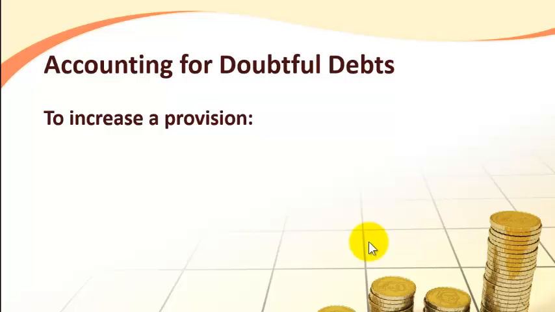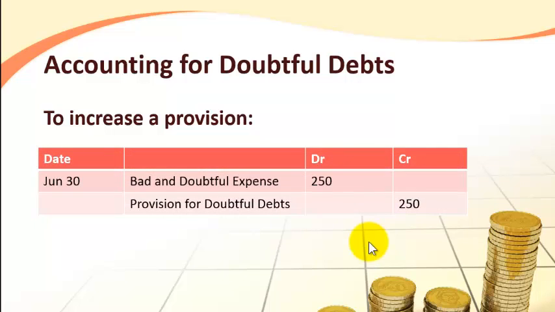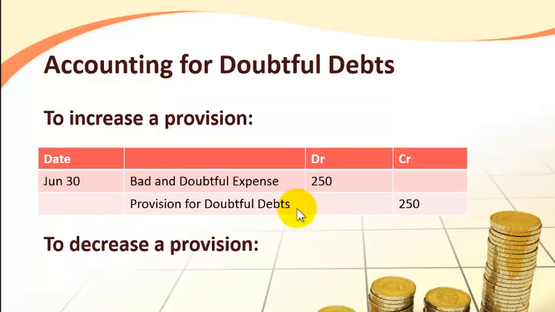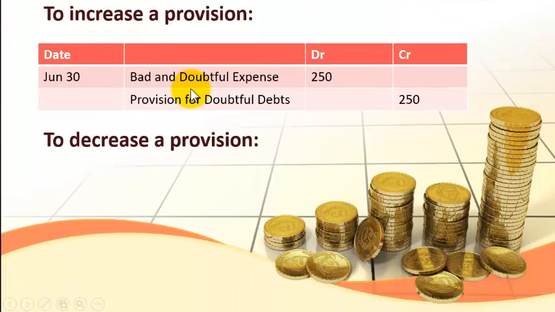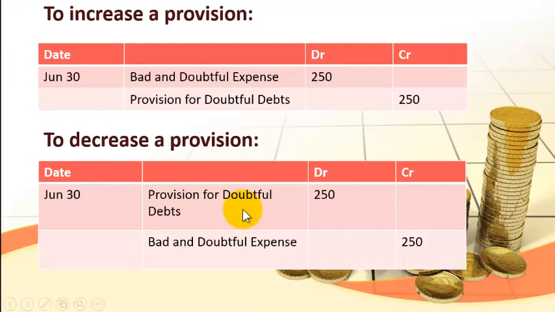In order to make a provision, we have to write a general journal entry. In this instance, we debit bad and doubtful debts expense. It's making us up $250, and we create this account, provision for doubtful debts, and I'll show you in a moment where it gets allocated to on the balance sheet. If we want to decrease the provision, we need to go the opposite way: we debit provision for doubtful debts and credit bad and doubtful debts expense. There'll be an example that I will show you later in a future clip to show exactly the dynamics of how creating a provision works and how it affects the bad and doubtful debts expense account and also the accounts receivable control account.